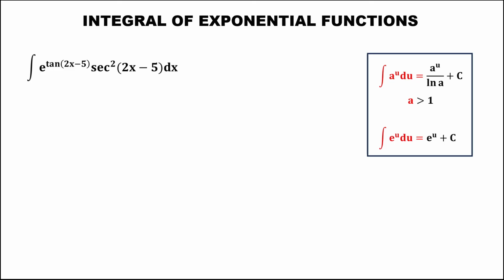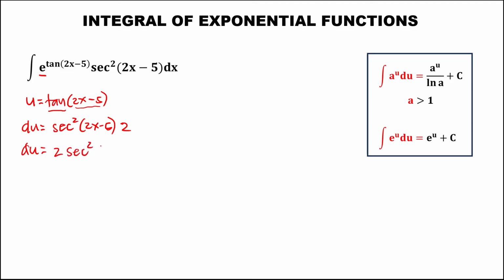Then for this given, since e, we have u, the exponent, so that's tangent 2x minus 5, and du, the derivative of tangent, is secant squared 2x minus 5 times the derivative of 2x minus 5, which is 2, or du is equal to 2 secant squared 2x minus 5 dx. So we need to divide both sides by 2.